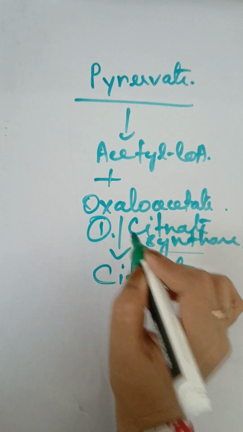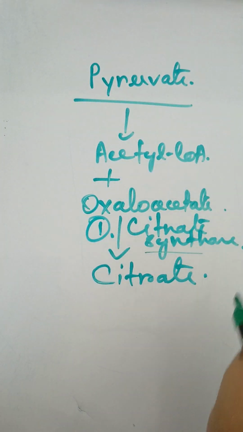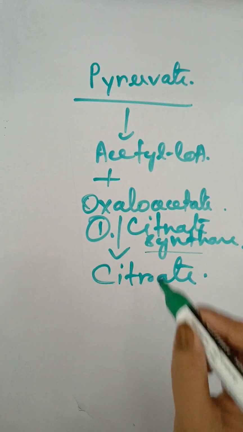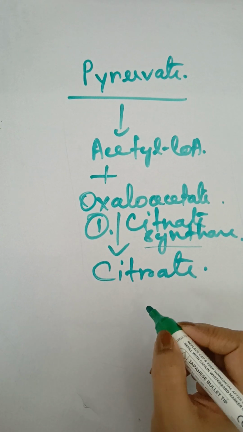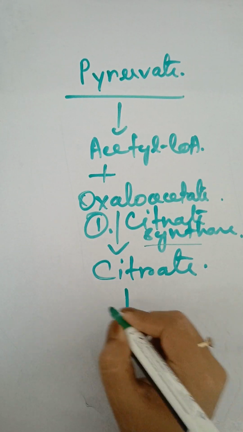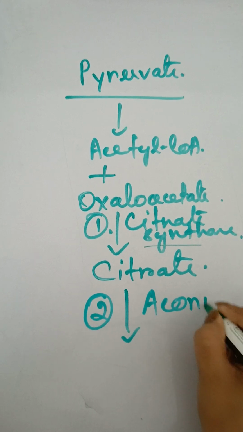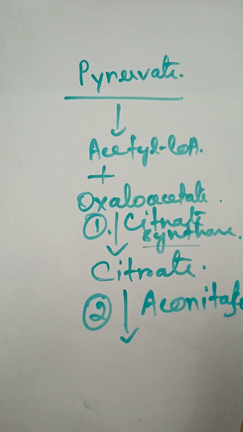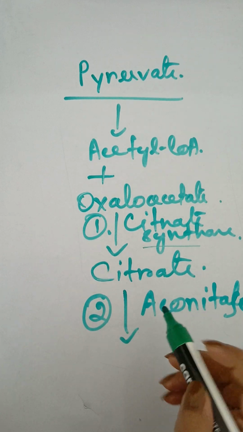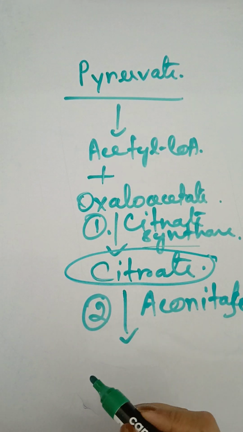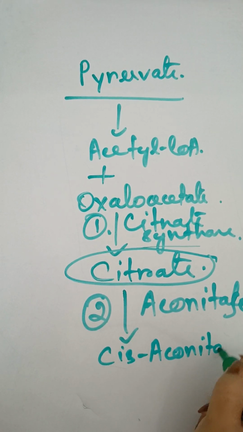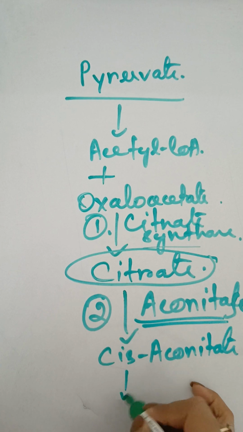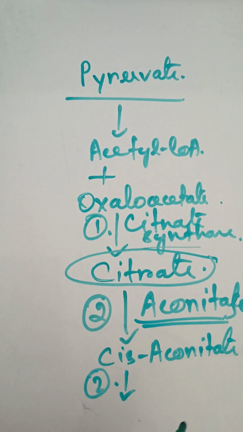Now this is the first reaction. Due to the shortage of space, I am writing this in a linear pattern, but this is basically a cyclic pattern, the citric acid cycle. Then in the second reaction, with the help of the aconitase enzyme, this citrate is transformed into cis-aconitate, and again with the help of this enzyme, this is again reaction 2, they finally produce what?